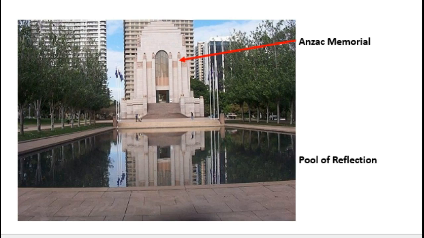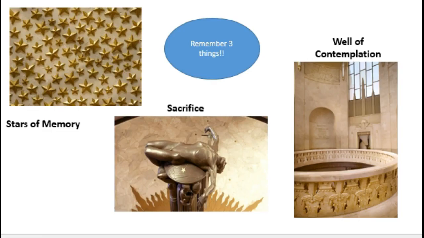Now let's move inside the actual monument. Keep your sheets with you. As we move inside, we join one of the many members of the public who've been allowed to enter the memorial since it first opened in 1934. And inside, the ceiling dome, the roof of the structure, is painted with stars, and these stars are called stars of memory. They represent the men and women from New South Wales who served in the First World War. There are 120,000 stars.